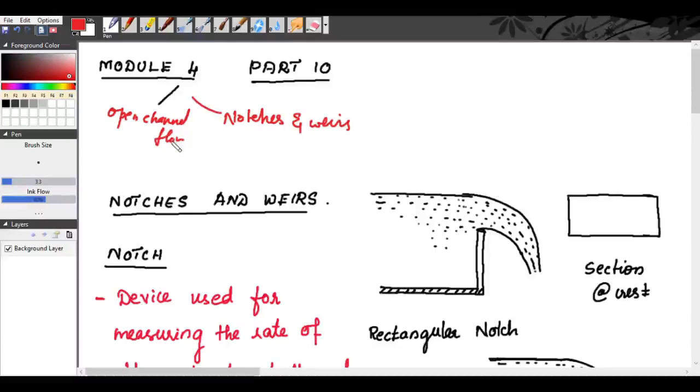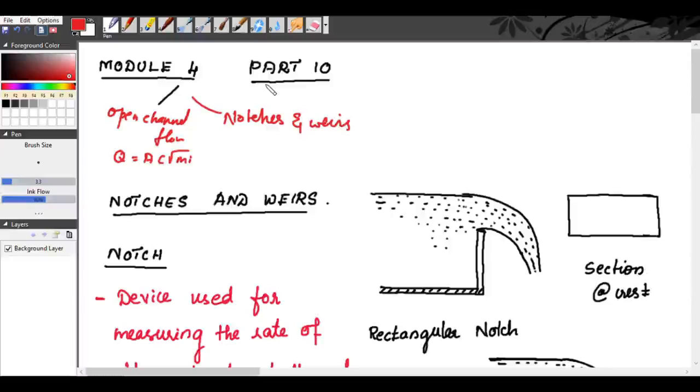So in open channel flow, we saw how to find the discharge using Chezy's formula. Then we saw the empirical formulas, Kutter's formula and Manning's formula, to determine Chezy's constant. Then we saw a few problems related to these concepts by applying the Chezy's formula and empirical formulas.